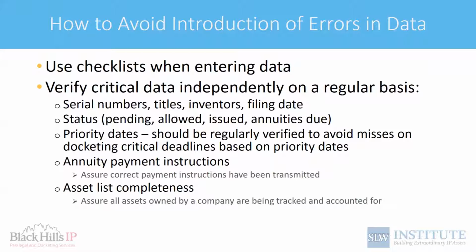The second step that you can do is to verify critical data against an independent source on a regular basis. So what's considered critical in your data is going to depend on how you use the data in your IP management system, and Mary and Tyler have talked a lot about different uses. Mary and Tyler, what are some of the things that people can do to avoid errors in their data?